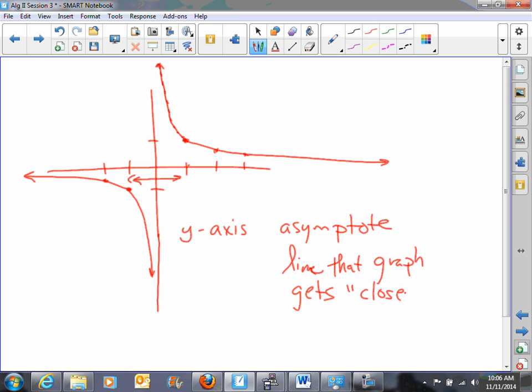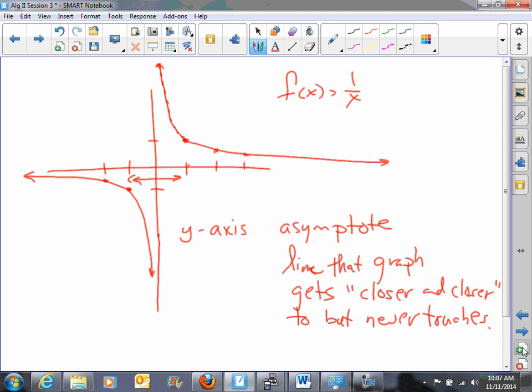Closer and closer to, but never touches. So in this case, in other words, in f of x is equal to 1 over x, the y-axis is an asymptote. Now, notice, I'm sure that you've noticed, that the y-axis is a vertical line. So since the y-axis is an asymptote, a line that the graph gets closer and closer to and never touches, and it's vertical, we call it a vertical asymptote.